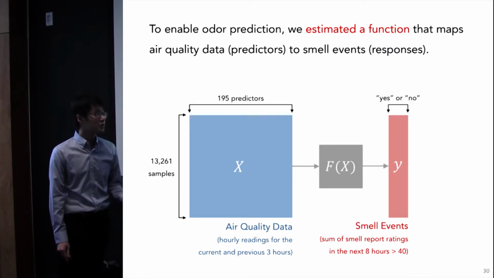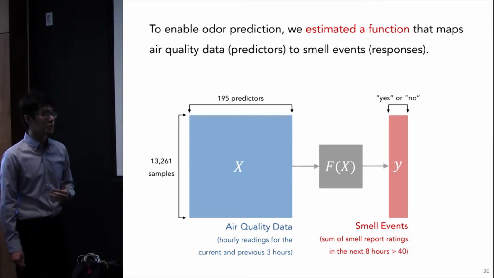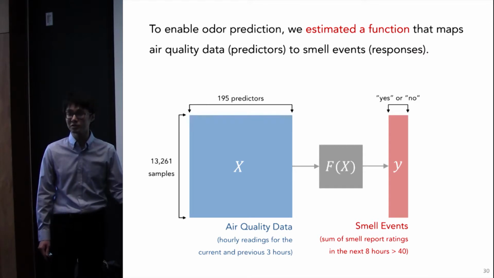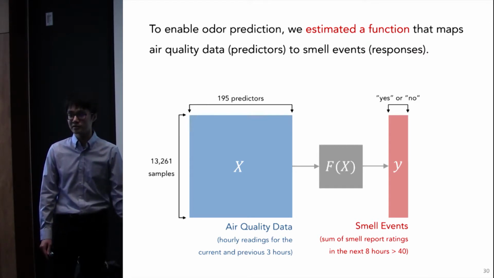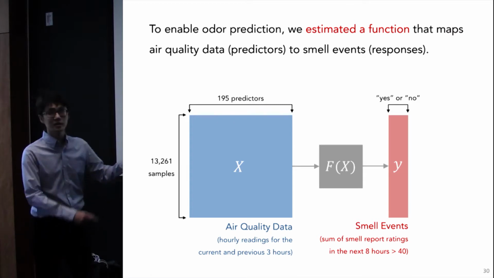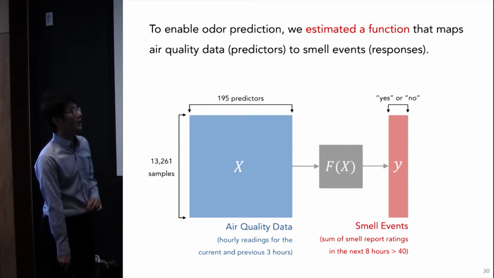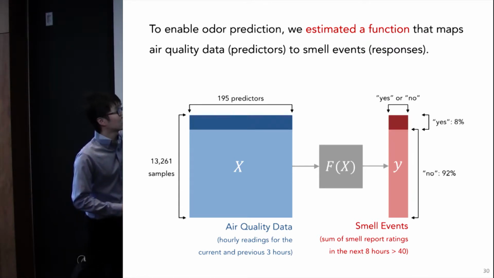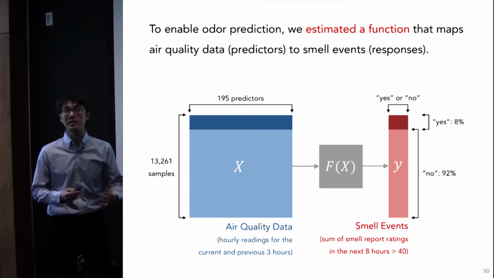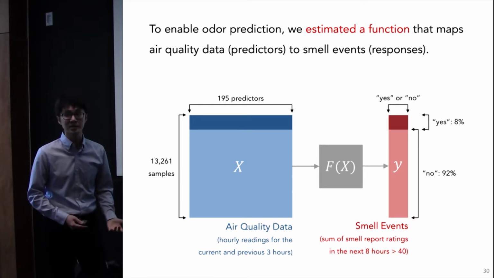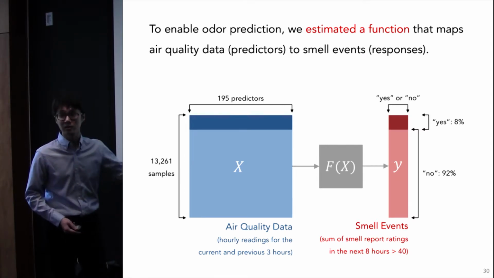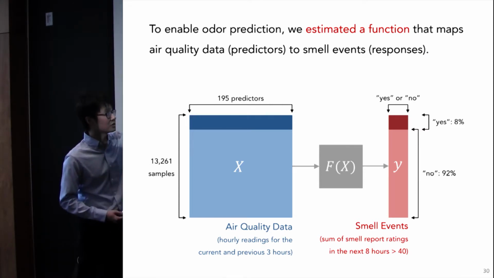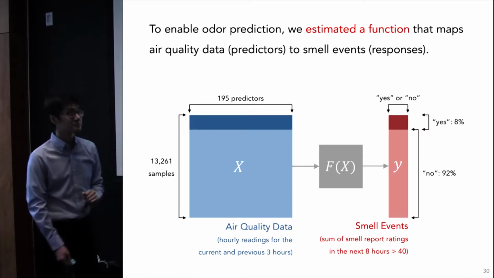And the way that I'm computing it is I sum the smell report ratings over the next 8 hours, and see if its value is larger than 40. Then I'll say, yes, there's an event. So it's basically yes or no. And just to give you a proportion of the yes and no, there are only 8% of the samples saying that there is a smell event. About 92% are no. So this actually, in a more technical term, is called an imbalanced dataset. It means our dataset has yes and no really imbalanced.